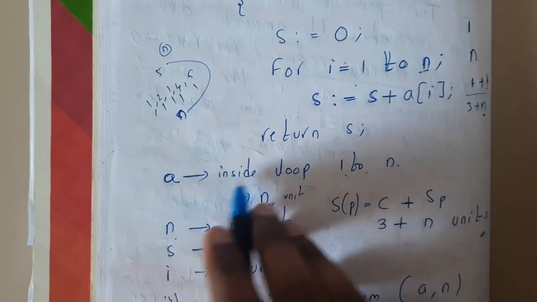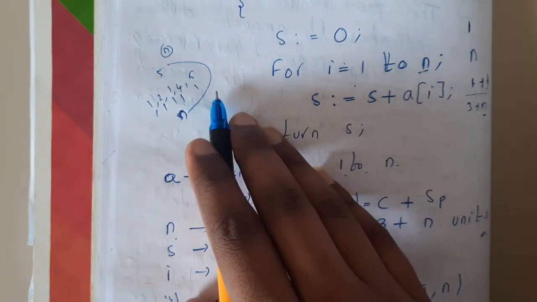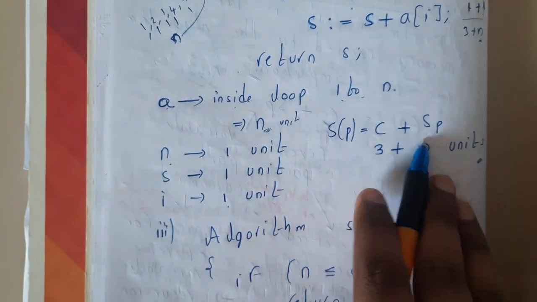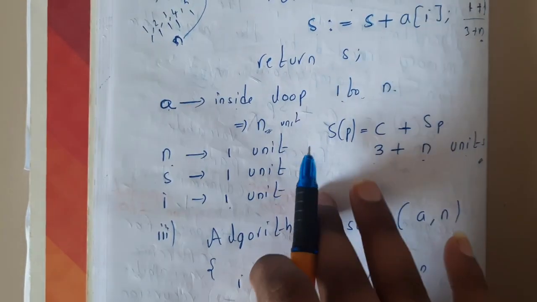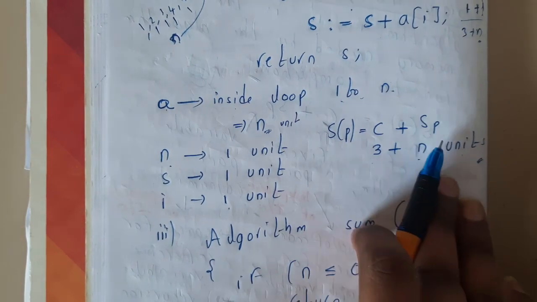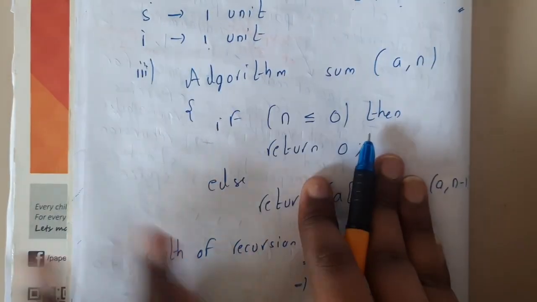Whereas the loops or iterations, they will be taking the maximum. Like 1 to n means it will be taking n in that way. Okay, so 3 plus n. 3 plus n units. Okay, so I hope this algorithm's space complexity is 3 plus n. So it's a bit clear. Okay. So let us move on to the next one.